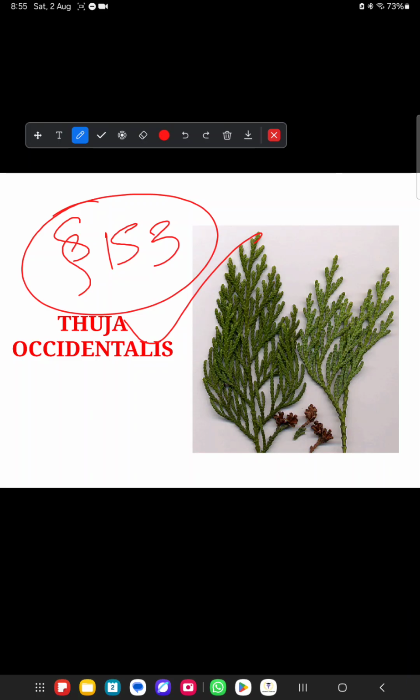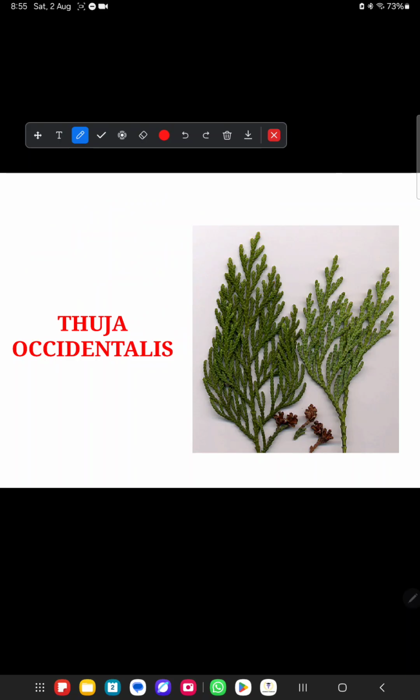Now again I want to tell you another introduction, which is mentioned by Philip M. Bailey. The name of the book is Homeopathy Psychology. What did he say? He said that Thuja is a sacred remedy.